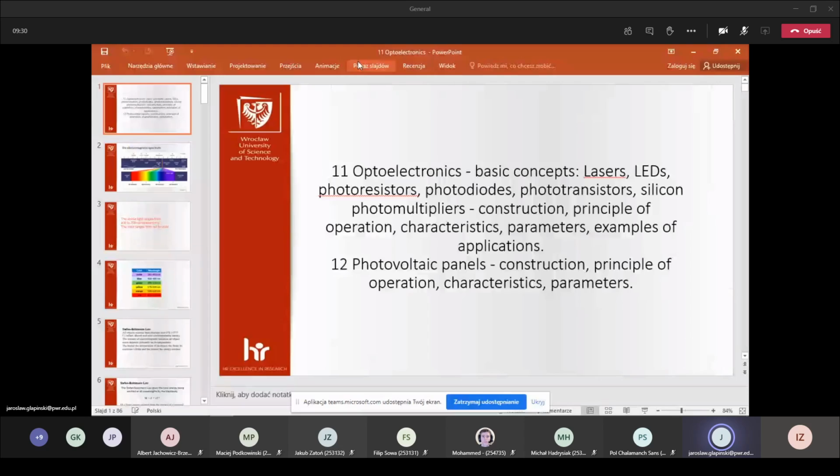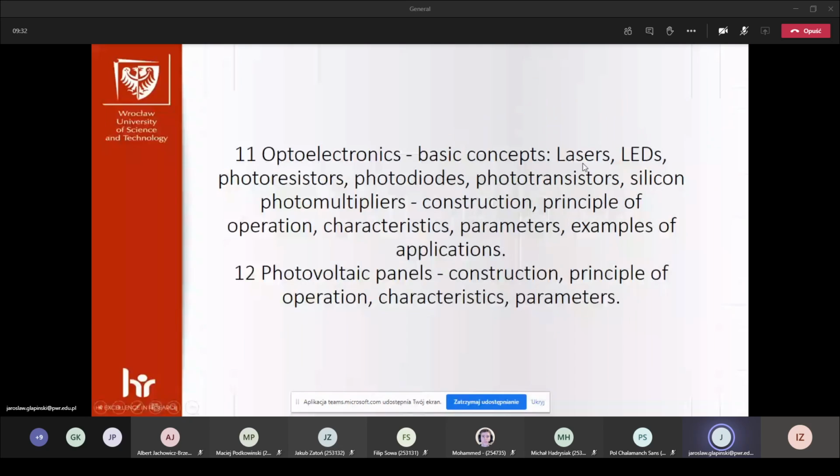So as I said, today we are going to optoelectronics. The basic components of these parts are diodes, laser diodes, light emitting diodes, photoresistors, photodiodes, phototransistors, and so on. So we will be talking about them, and at the end, we will be talking about photovoltaic panels, about the construction, principles of operation, characteristics, and parameters.